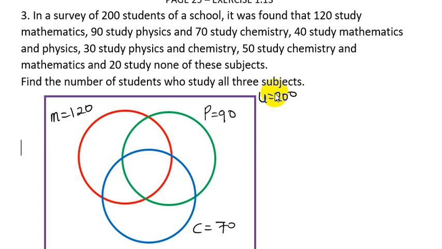So this one, right? Though blue is not part of it, the blue is forming the circle in the center. So 40 is maths and physics, so that 40 will come here. Then they are saying that 30 study physics and chemistry, so that one will also come here. And 50 study chemistry and maths, so 50 will also come here.